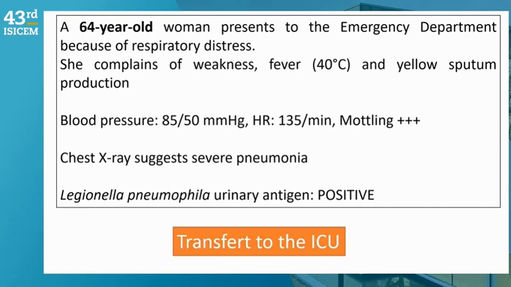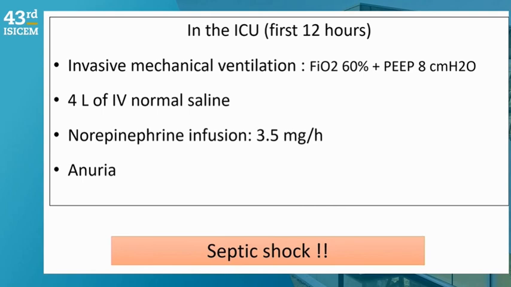So she's transferred to the ICU, and during the first 12 hours she received invasive mechanical ventilation, 60% of FiO2, the PEEP level is 8, and she received 4 liters of IV normal saline. Sorry, we are in France, we use normal saline, and we use a lot of fluids, probably. And norepinephrine starts, up to 3.5 milligrams per hour, and there is an anuria. So I think this is a septic shock.